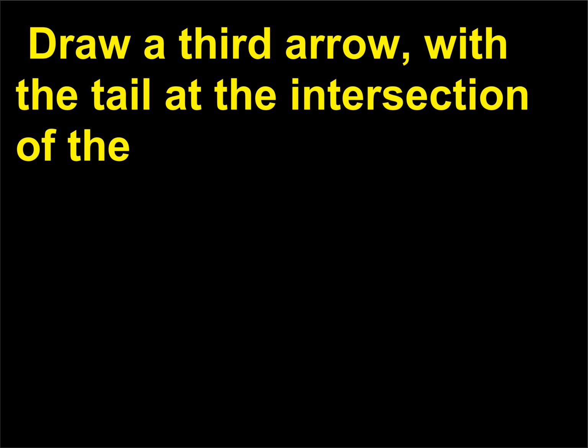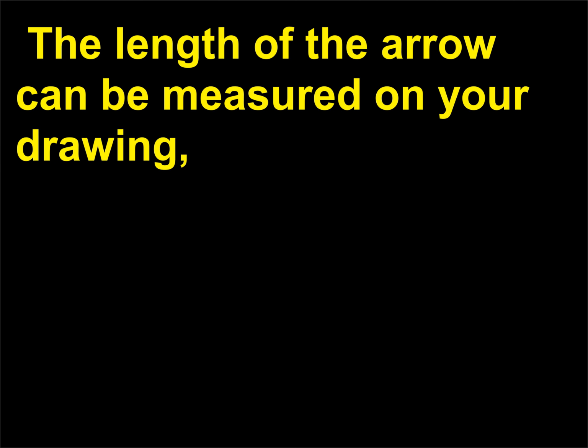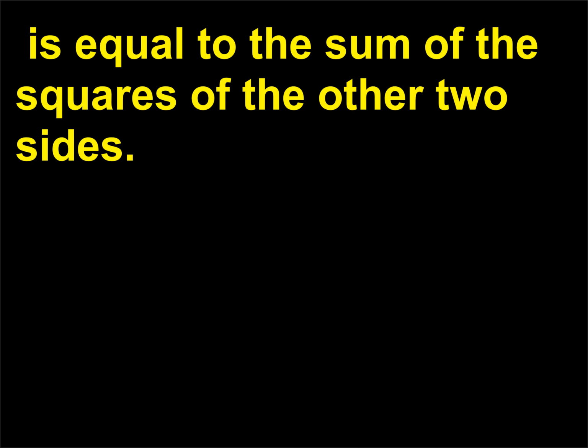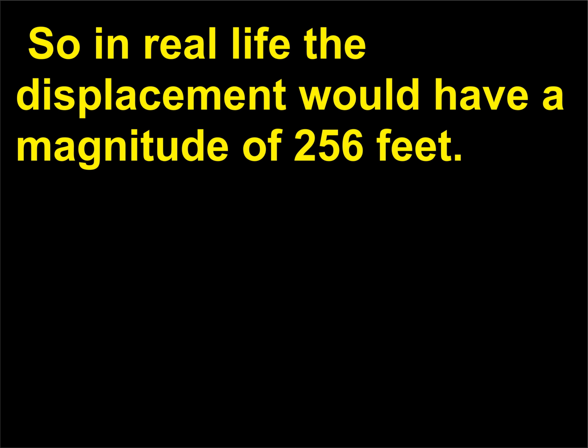Draw a third arrow, with the tail at the intersection of the other two vectors and the head at the upper right-hand corner. The length of the arrow can be measured on your drawing, or calculated using the Pythagorean theorem: the square of the length of the hypotenuse of a right triangle is equal to the sum of the squares of the other two sides. In this case, 1.6² plus 2.0² equals 6.56. Then the length is the square root of that, or 2.56. So in real life the displacement would have a magnitude of 256 feet.